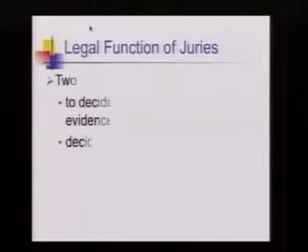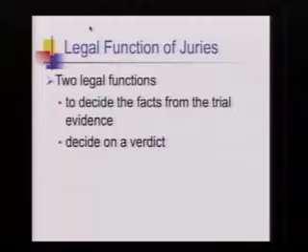Okay, legal function of juries. They are in Canada. You're supposed to simply take note of all the facts. The prosecutor, the Crown, will present their evidence. The defense will present evidence. And you're supposed to sit there and listen to all this information. And then just based on the facts of the case, right, the trial evidence, you're to make a determination of guilty or not guilty. So that's the decision on a verdict.